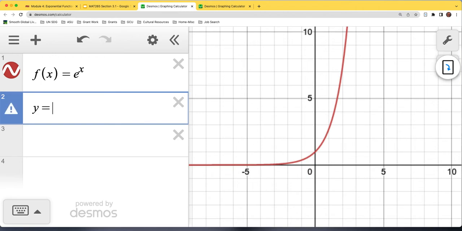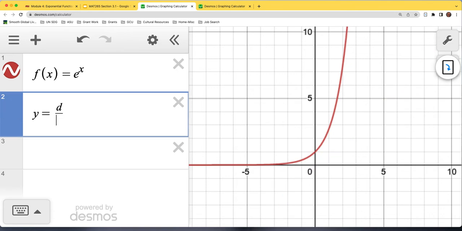Well, I'm going to do y equals d dx, and with Desmos, that's actually going to take the derivative of f of x, the function. I could put e to the x in there, but I'm just going to say, let's get the derivative of the function I put in there, and I'm doing that for a particular reason. So what do you see? That's the function. That's the derivative. That's the function. Does that mean that e to the x is its own derivative? That's exactly what it means.